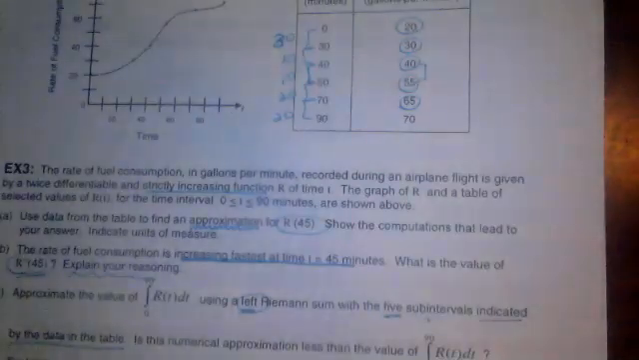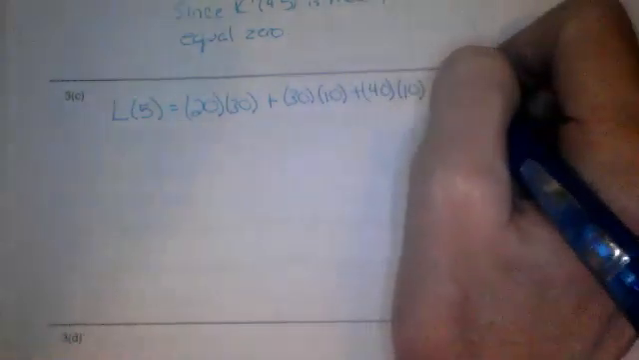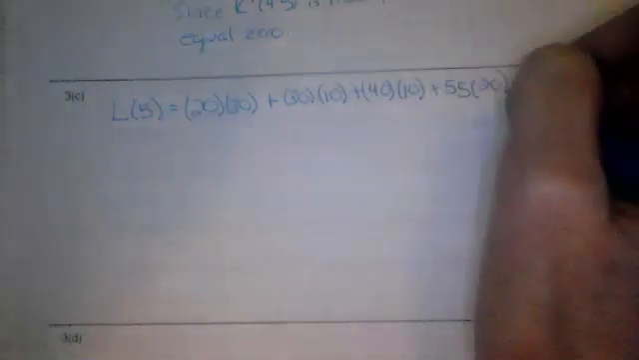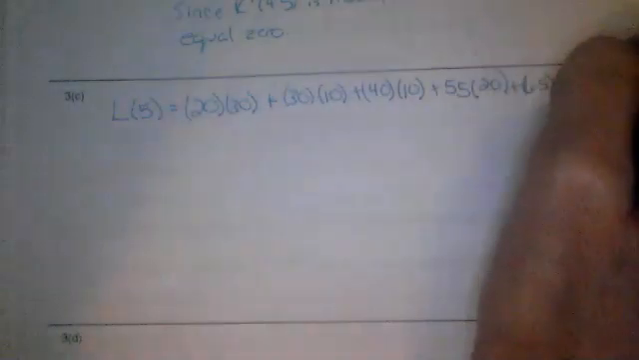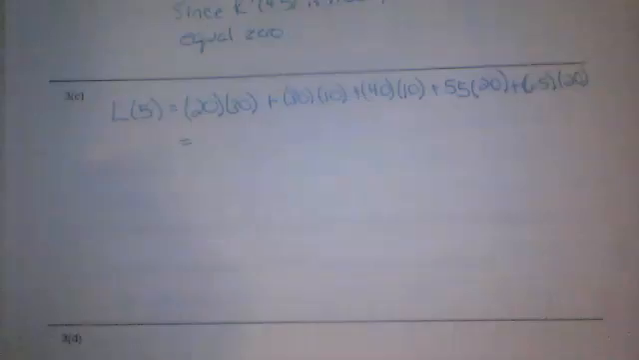So I'm going to have to flip this over to write it all out. So here we go. Left-hand sum, 5 intervals. The first one was 20 times 30. And then we had 30 and 10. And then we had 40 and 10. And then we had 55 and 20. And then we had 65 and 20. So if I total all of that up, I get 3,700.